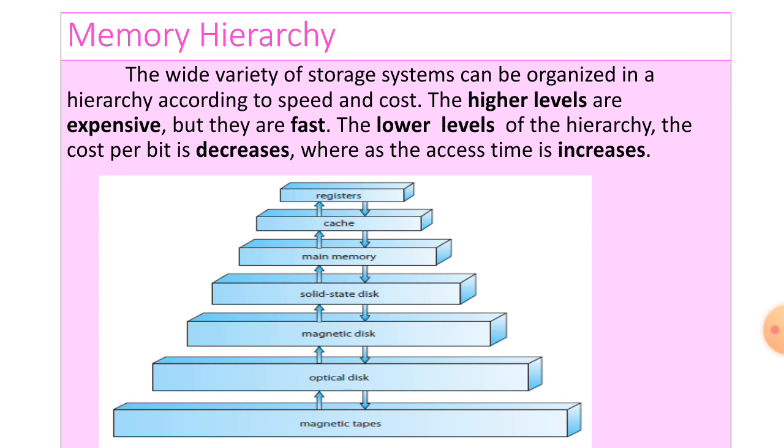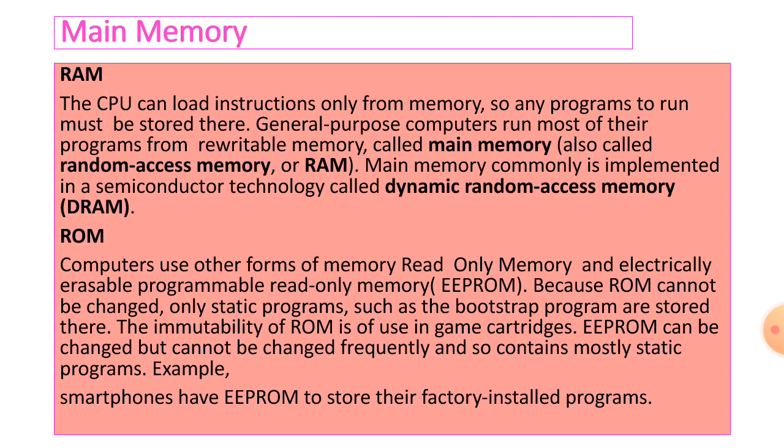Memory hierarchy. The wide variety of storage systems can be organized in a hierarchy according to speed and cost. The higher levels are expensive, but they are very fast. As we move down the hierarchy, the cost per bit decreases, whereas the access time increases. In this case, magnetic tape is very cheap, but its access time is very high. Registers are very expensive, but their access time is very small.